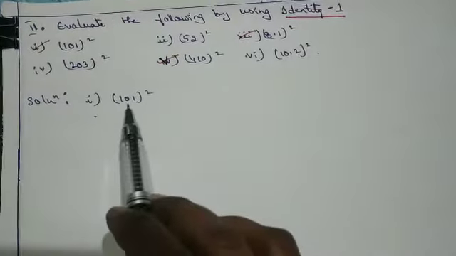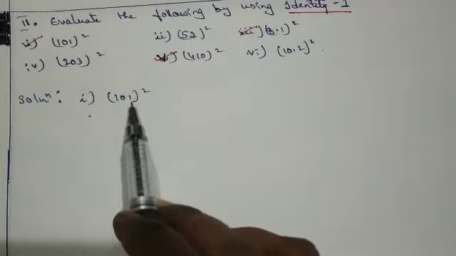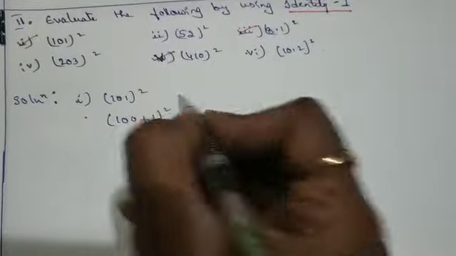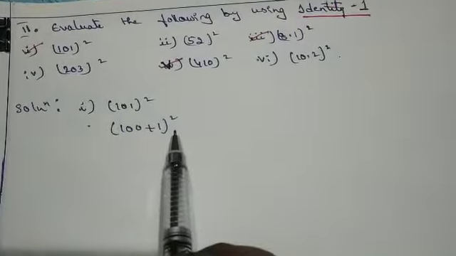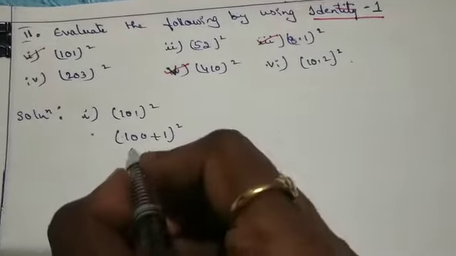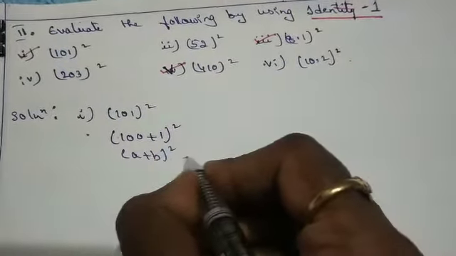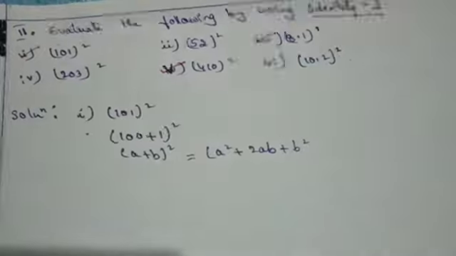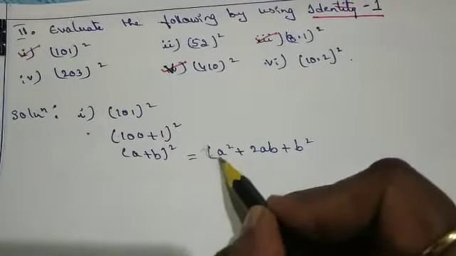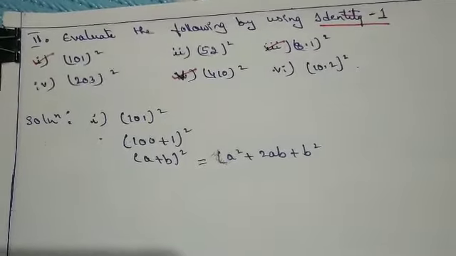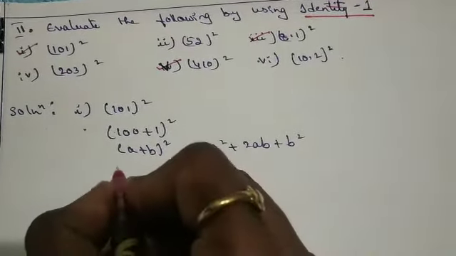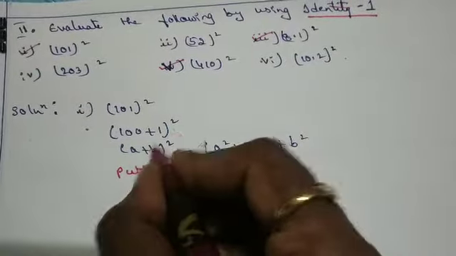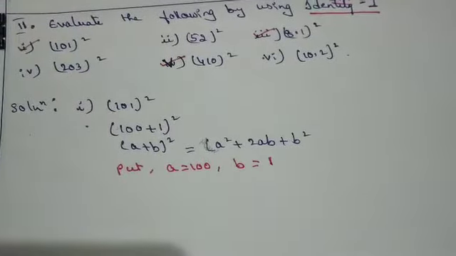First you have to see the nearest round number. 101 can be written as nearest to 100, right? So 101 can be written as (100 plus 1) whole square. Is it not nothing but (a plus b) whole square? So (a plus b) whole square is nothing but a square plus 2ab plus b square. Is it not the identity we have learned? Now compare. What is the value of a? The value of a is 100, so put a equal to 100. Check what is the value of b. b equal to 1.